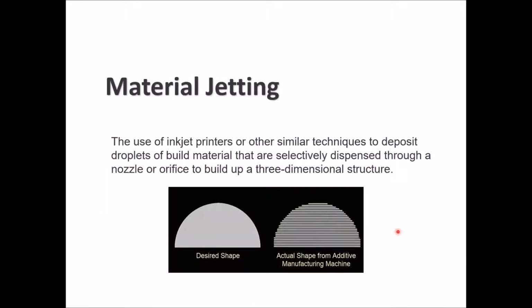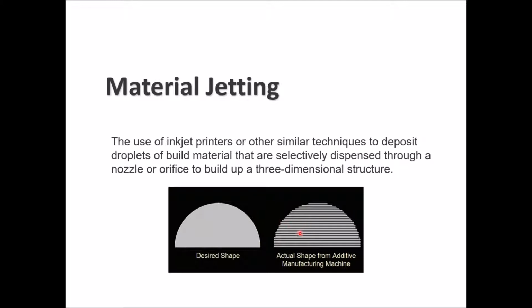Let's start with material jetting. In material jetting, we use inkjet printers and similar techniques to deposit droplets, to build materials that can be dispensed in a programmed way through a nozzle or orifice to build up our three-dimensional object or structure.